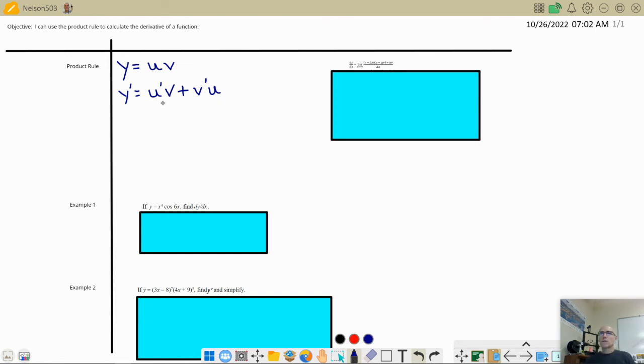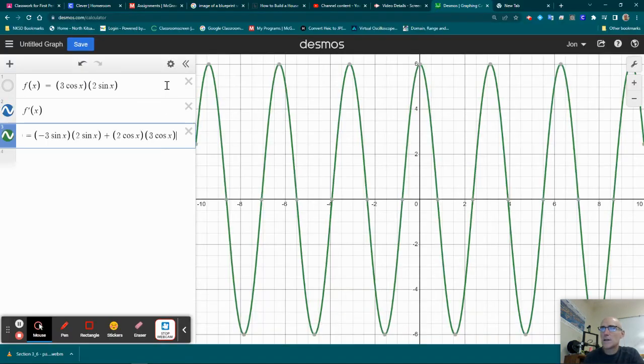So these little tick marks mean I'm taking the derivative of the u function. Just like you saw back here on Desmos, I took the derivative of 3 cosine x, that's negative 3 sine x. Remember the coefficient out front's just riding along, right? And then you take it times the second function just left alone, plus the derivative of the second function, 2 times the sine x, derivative of sine x is cosine x, right? And then the first function just left alone. And this is definitely our algebraic derivative.